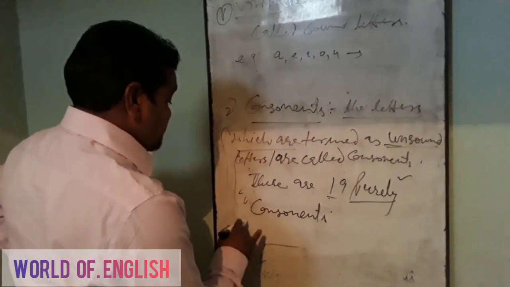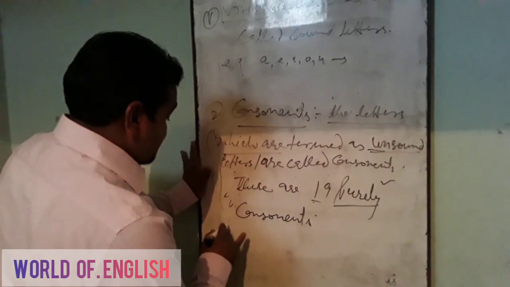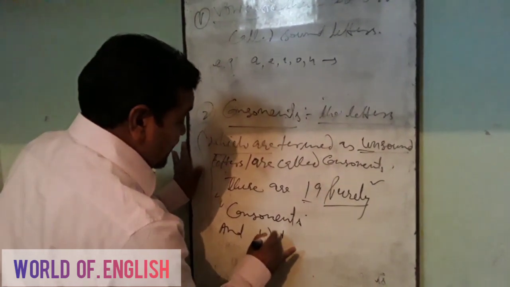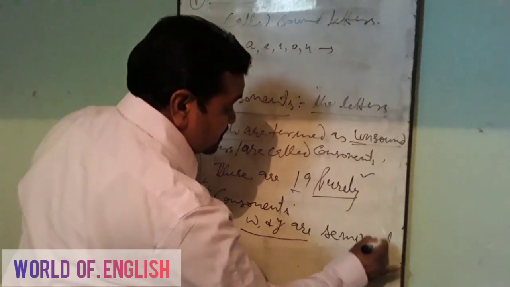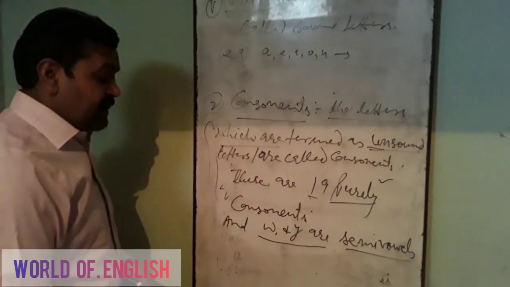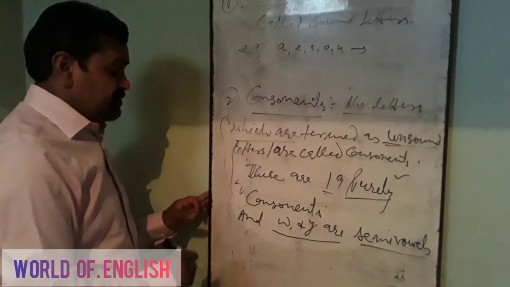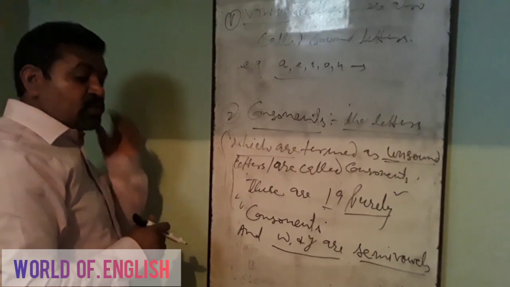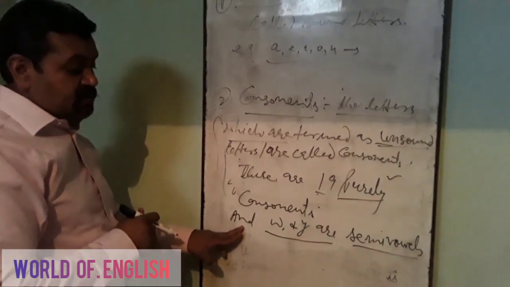There are nineteen purely consonants, and W and Y are semi-vowels. They are also called partially vowels and partially consonants. So, 5 vowels, 19 purely consonants, and 2 semi-vowels, W and Y.